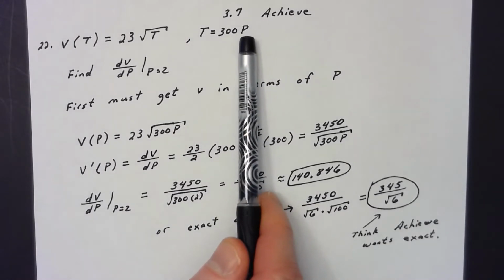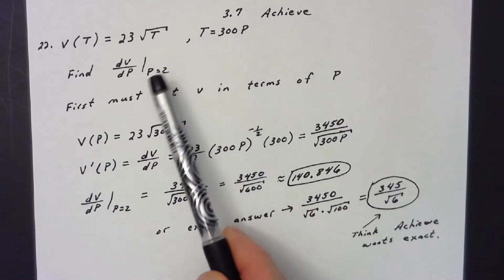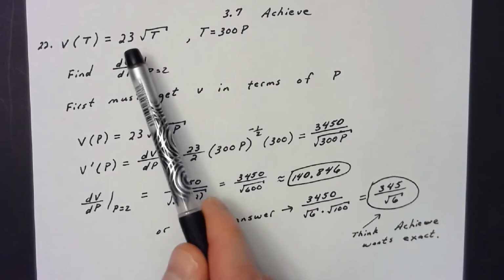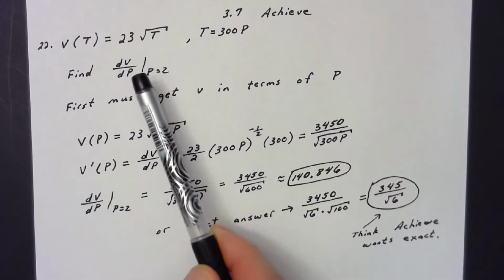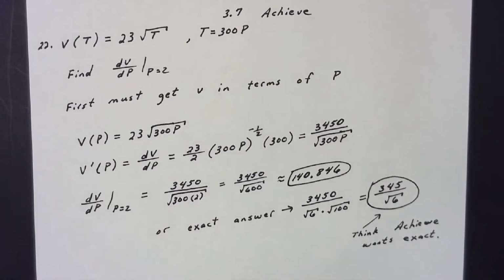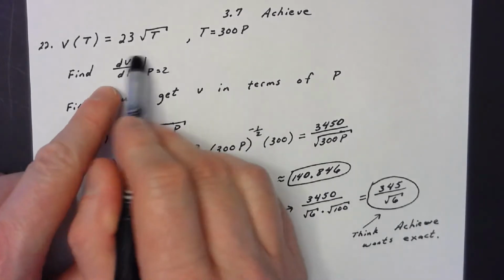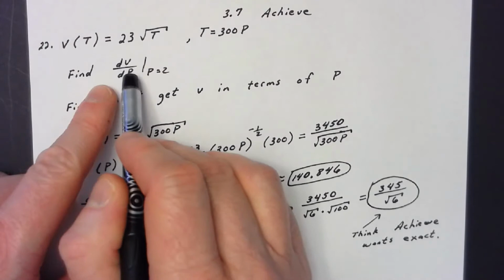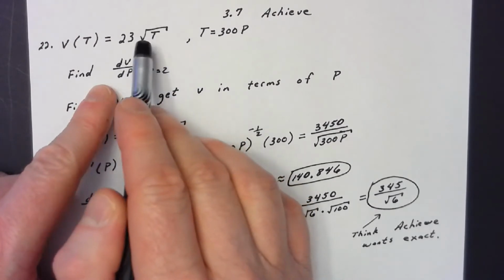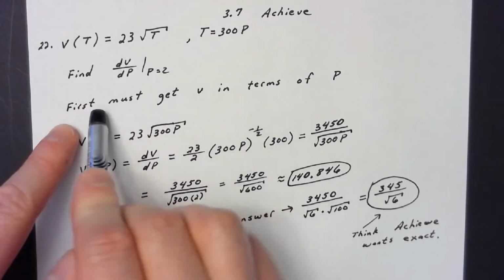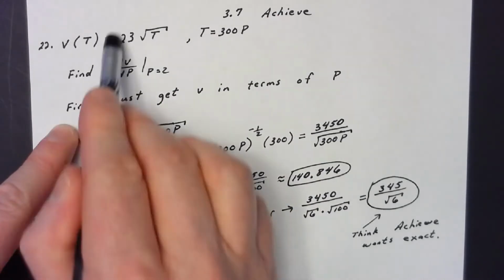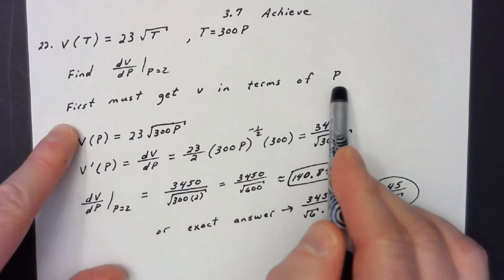So what I need to do with this problem is go in and find the derivative of the velocity with respect to pressure such that the pressure, or P in this problem, is equal to T. Well, we can't evaluate the derivative of V with respect to pressure if we don't have V in terms of P in the first place. So that's my number one goal, I need to get my original function in terms of P.